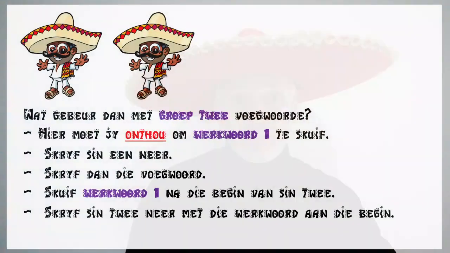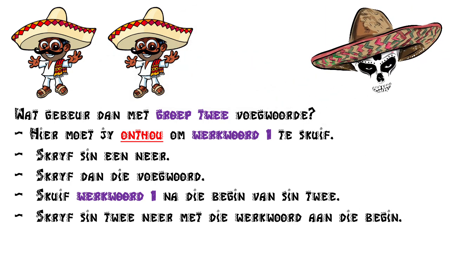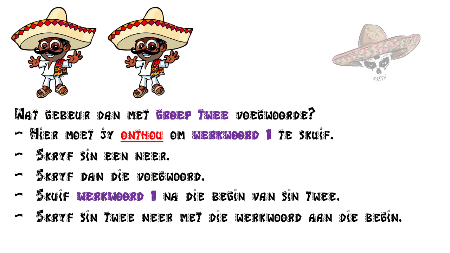Kom ons kyk na groep 2 voegwoorde. Voegwoorde in groep 2 is anders as in groep 1, want hulle veroorsaak dat iets gebeur met die werkwoord 1 van sin 2. Slight difference with conjunctions from group 2. You need to move the first verb in the second sentence. So you start off the same. You start with the first sentence, don't change anything. Then you are going to move the verb, first verb in the next sentence to the front, and then carry on writing after you've written down the first verb. The rest of the sentence stays in the same order, but you move the verb to the front.